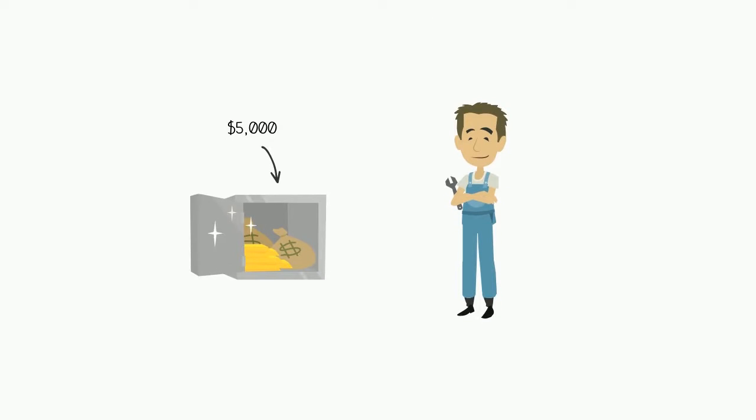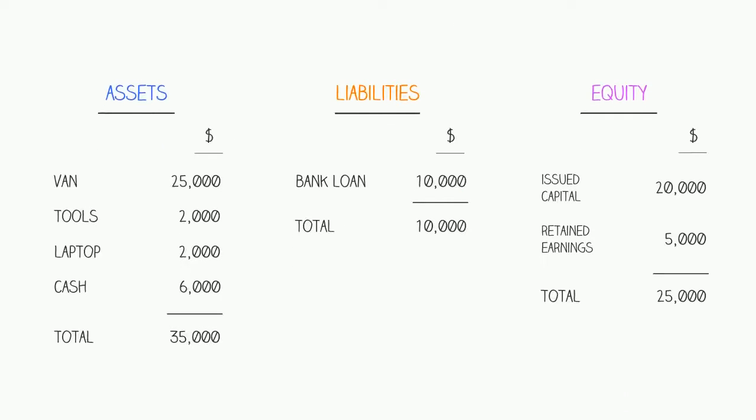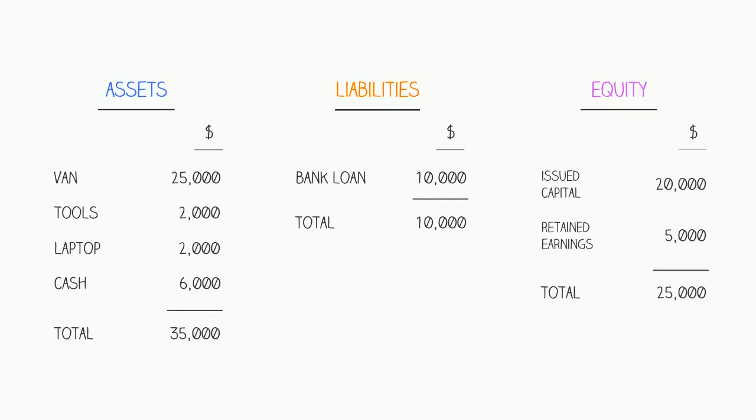In addition, Tom might have also decided over time to keep some of the profits that the business has earned in previous years and hold it in the business. This accumulated amount is called the retained earnings. Using this information, we can now add a third column to complete the balance sheet.